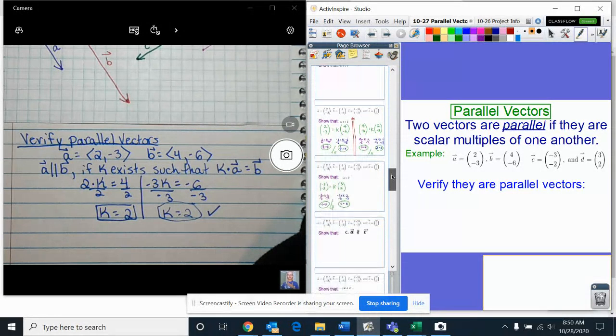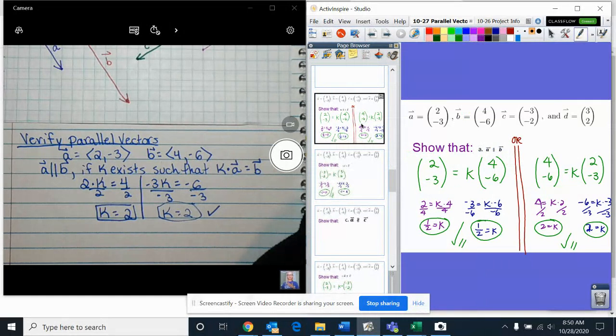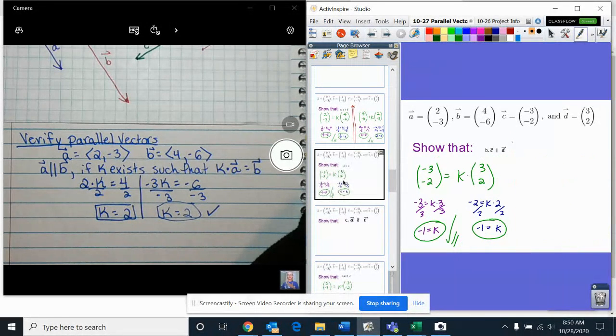You are also welcome to look at it a different way. Feel free to look at these presentation notes. You could also work backwards and find that the common scalar is 1/2 if we looked at the constant multiplied to the larger vector. This K is 1/2 because half of this larger vector is the smaller vector. The last example, also here you can see that vectors C and D are also parallel. Feel free to look at that example.